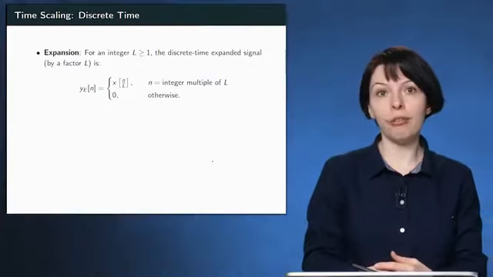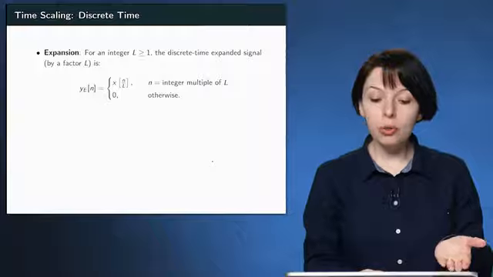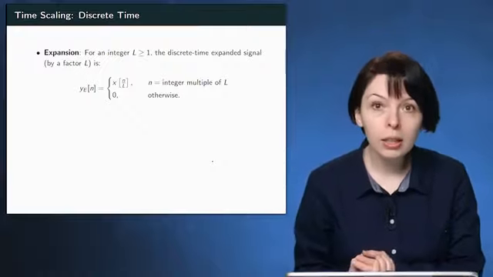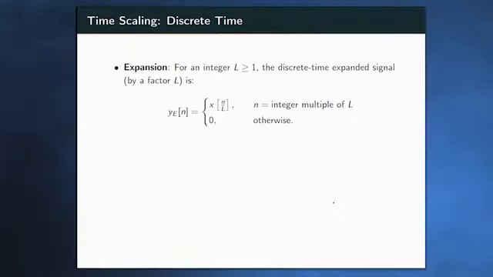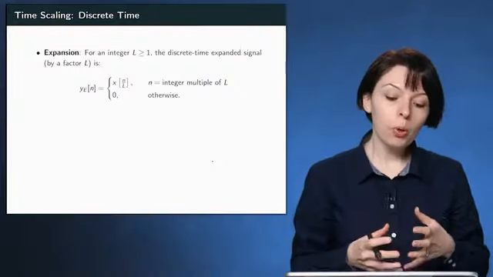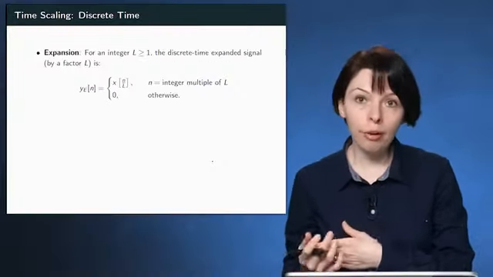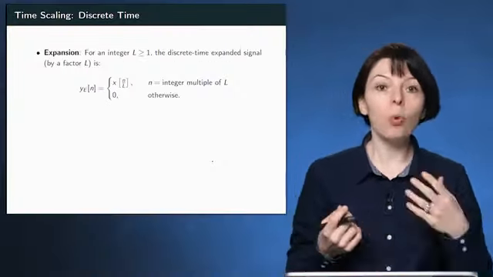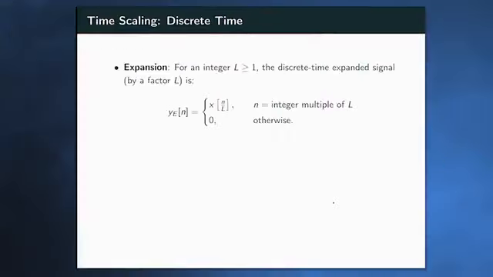Similarly to the case of continuous time, for an integer value L greater than or equal to 1, the discrete time expanded signal y sub E of n is defined as x of n over L when n is an integer multiple of L. However, for time points that are not integer multiples of L, y sub E of n is going to be equal to 0. That's the difference between expansion for continuous time and discrete time. For continuous time, signals are defined for all values of t, or continuous values of t. But for discrete time signals, the time variable can take only integer values.